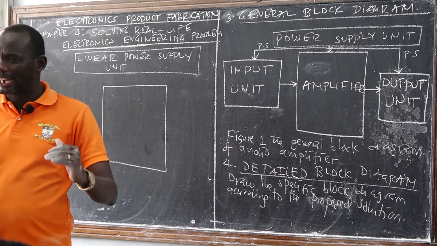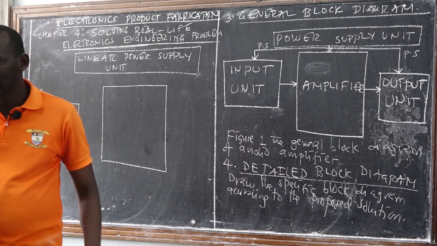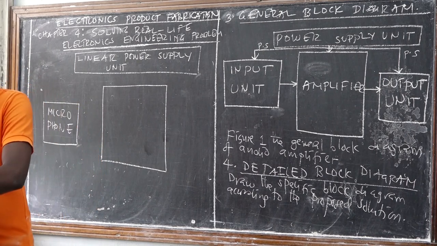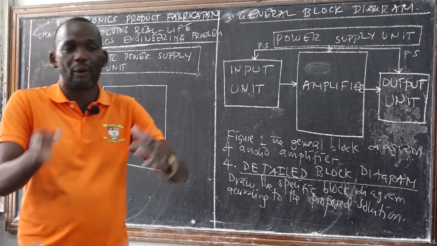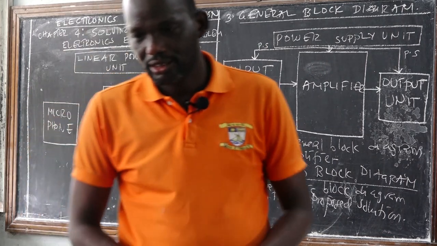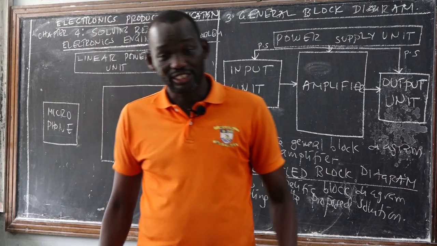So in detailed block diagrams, you have to be specific. Because an intermediate frequency amplifier is not an audio amplifier, and the audio amplifier is not the power amplifier, and the power amplifier is not the video amplifier.